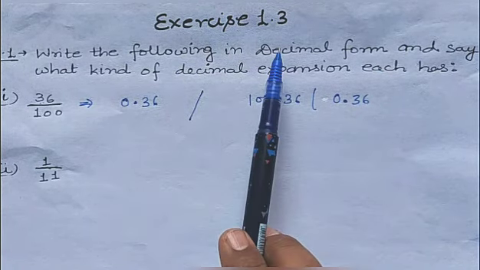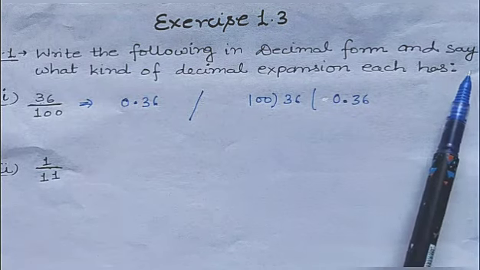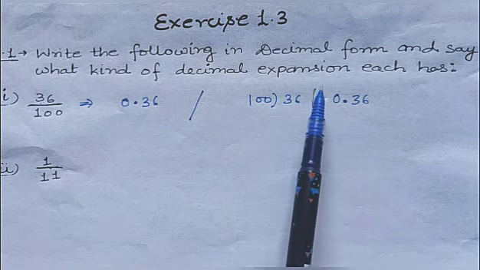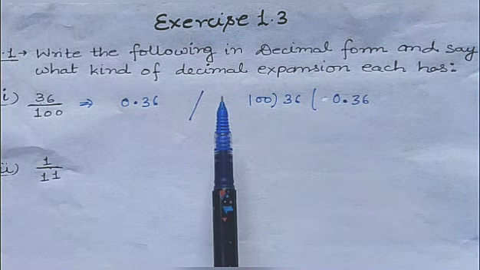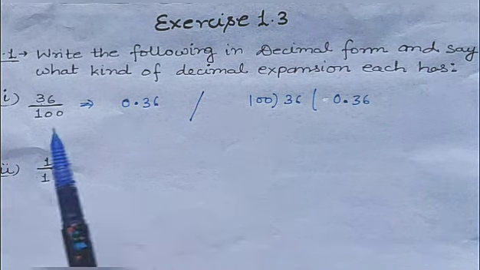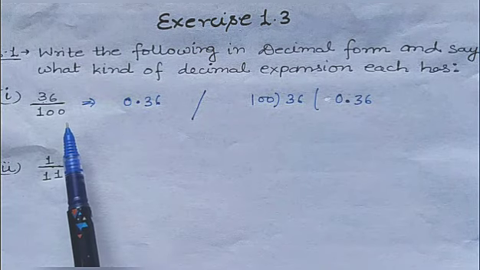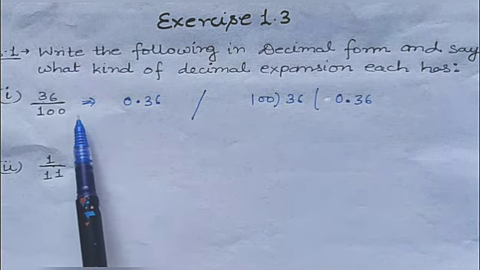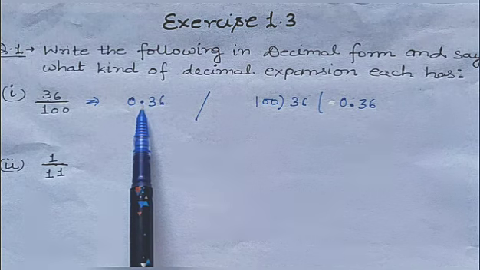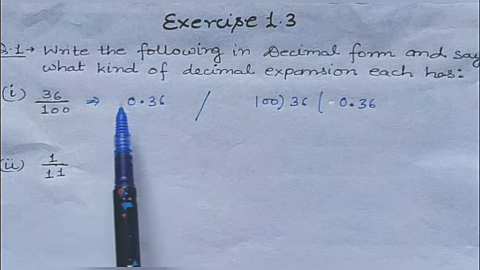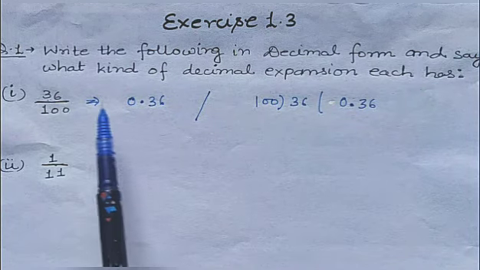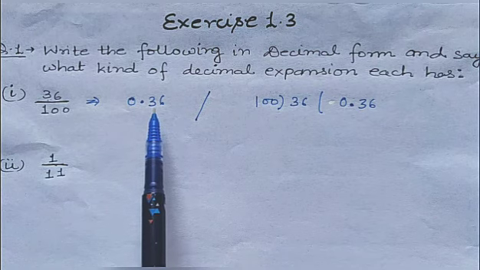Now coming to exercise 1.3: write the following in decimal form and say what kind of decimal expansion each has. What kind of decimal expansion means whether it is terminating or non-terminating, and if non-terminating, whether it is repeating or non-repeating. The first part is 36 upon 100. If you want to change it directly, you can write 0.36. Directly means, in place of the 1, write the decimal point, and after that the number 36. Because there are two zeros and the digits are two, you can directly write 0.36.